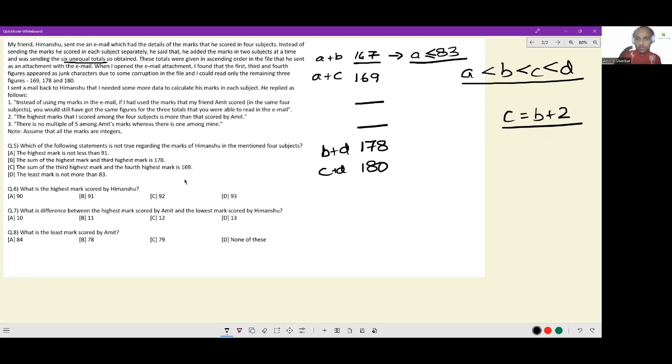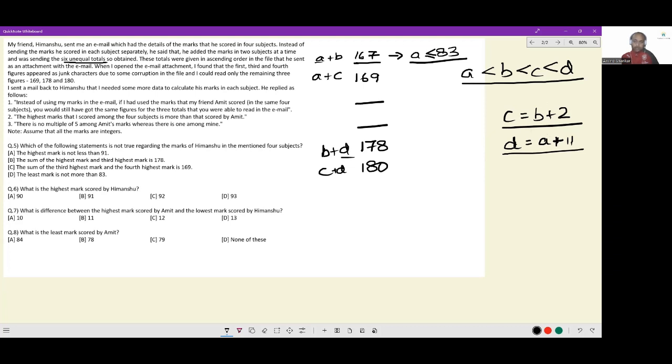From A plus B to 178, A plus B to B plus D, or A plus C to C plus D. In either case, see, we are removing A and we are introducing D. And therefore, the total increases by 11. So can I say D is equal to A plus 11? D is equal to A plus 11. Another inference that we have drawn. And finally, look at this last term.